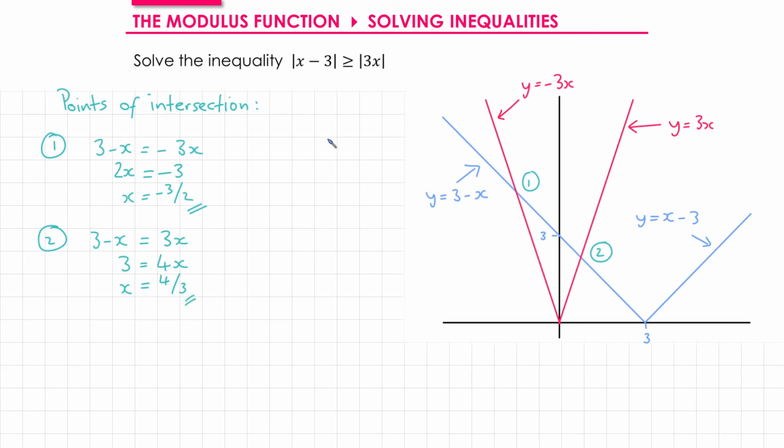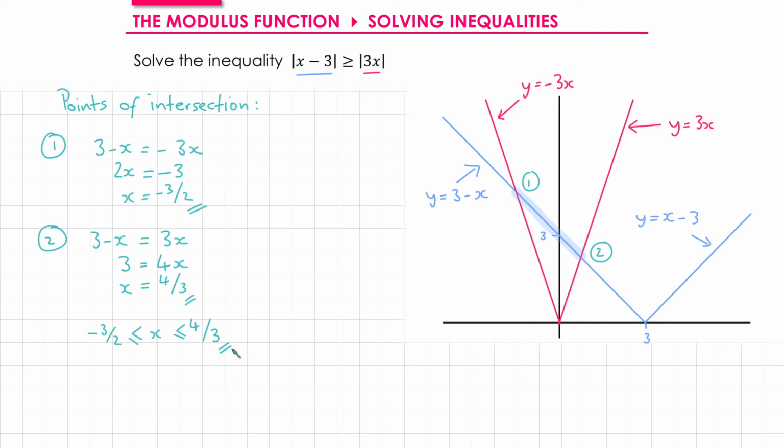Now that we have our intersection points, we want to know when is the graph of mod x minus 3, the blue line, bigger than the graph of mod 3x, which is the red line. Well, this time we have a region in between the two intersection points where the blue line is above the red line. That is the region we want. So we can write our answer as x is bigger than or equal to minus 3 over 2, but less than or equal to 4/3. So that's the answer written in inequality notation.